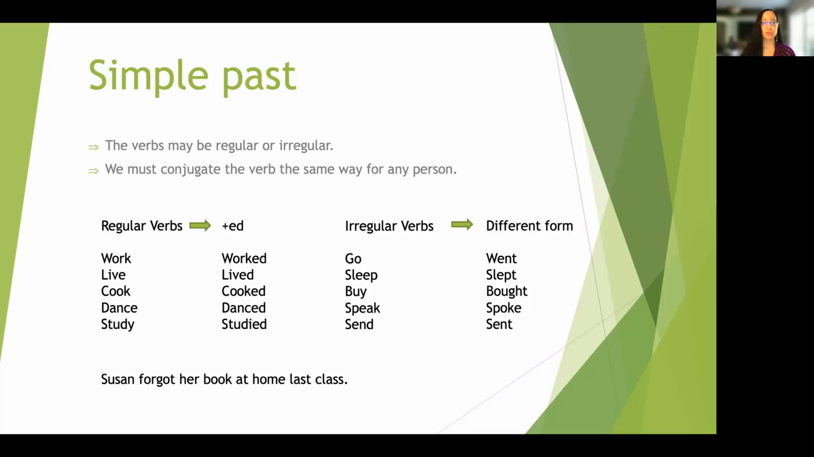For example, Susan forgot her book at home last class. You see, forgot is the past form of the verb forget. Last class is working as a time expression. Remember the past, it's before the present, okay? So it's an action that happened a specific time in the past. So the last class was that specific time.